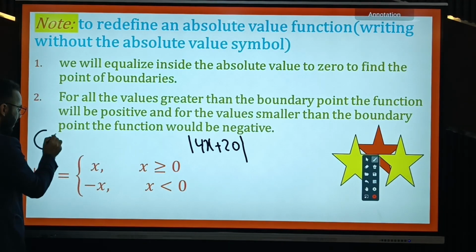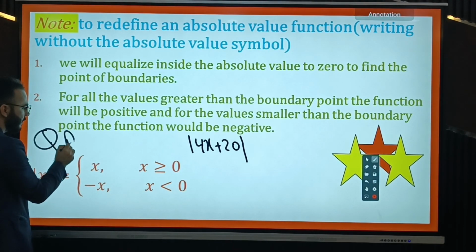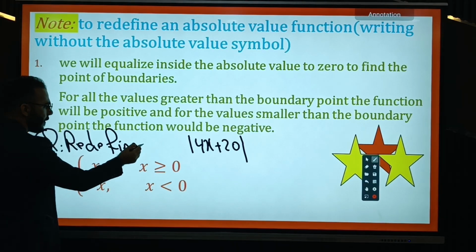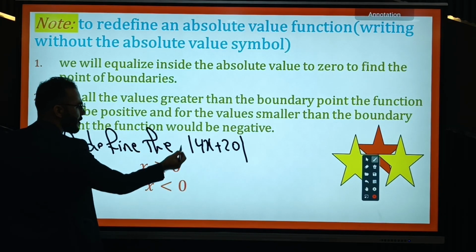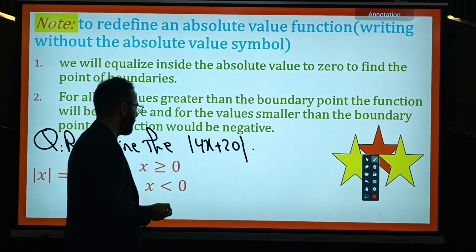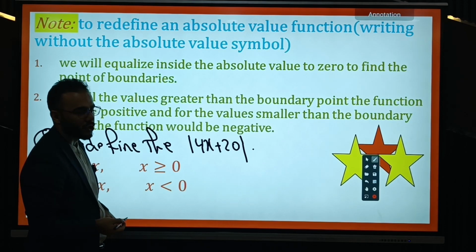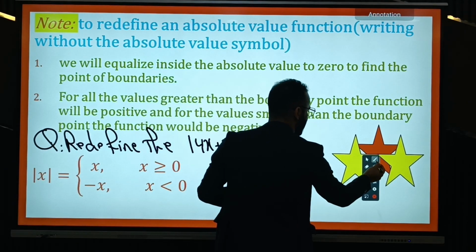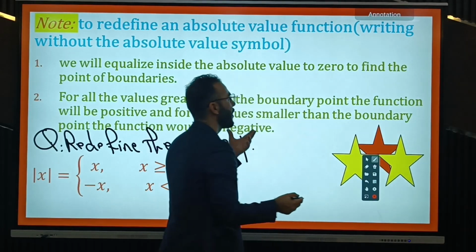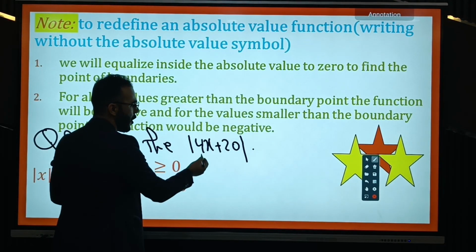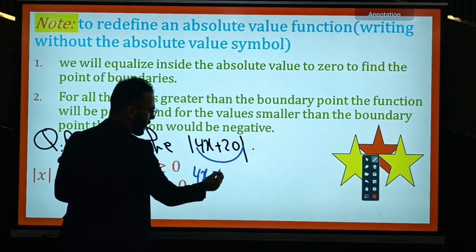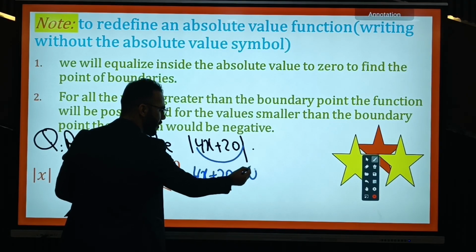And the question is, redefine the function absolute value of 4x plus 20. So the first step, as you can see, it says that equalize inside the absolute value to 0. What do we have inside the absolute value? 4x plus 20. Equalize it to 0.